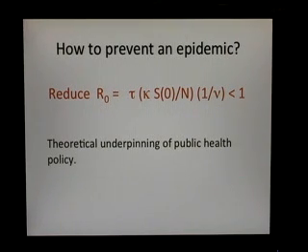So to make R naught less than 1, you can reduce tau, you can reduce kappa, you can reduce S naught, and you can increase nu. In other words, you can decrease 1 over nu. So 1 over nu is how long a person is infected, how long they're sick. So how can you reduce that?